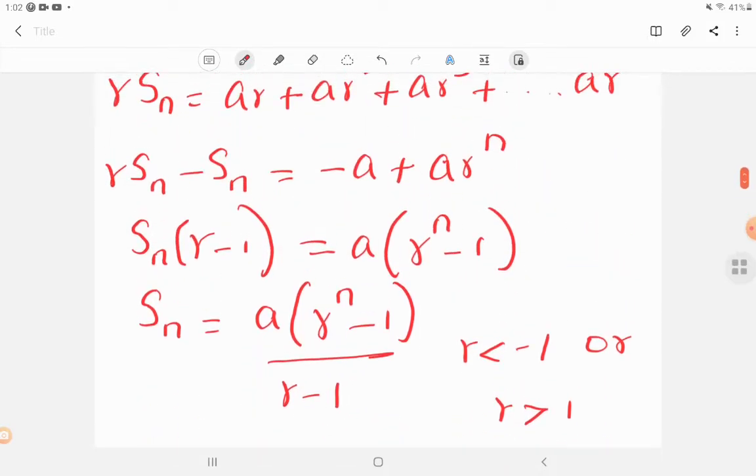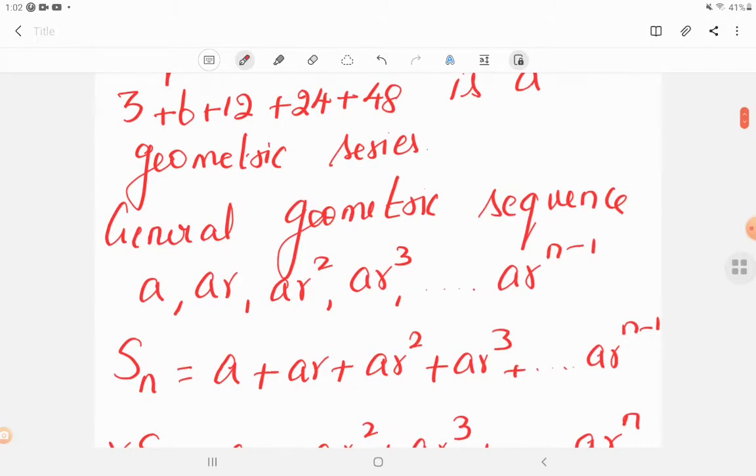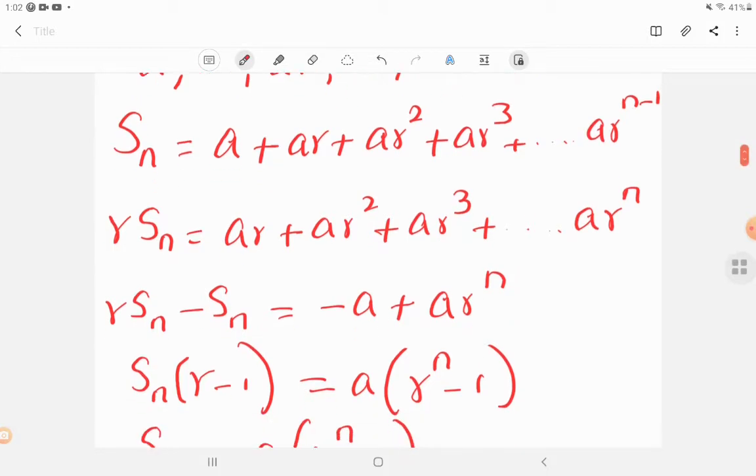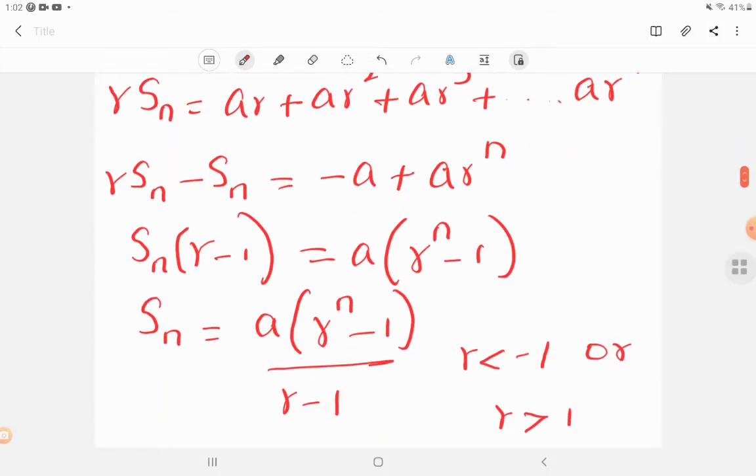So let's do a quick review of this formula. First we write the series Sn in terms of the general form, and then we multiply the same equation with r and subtract the two equations. From here we get the formula Sn is equal to a times r to the power of n minus 1 divided by r minus 1.